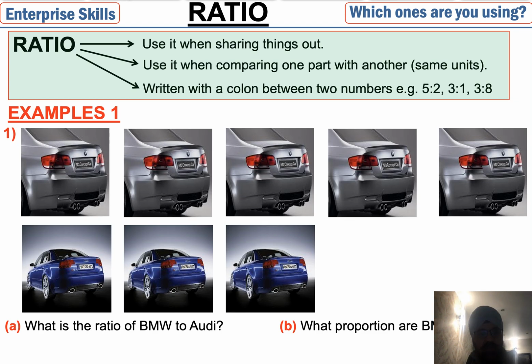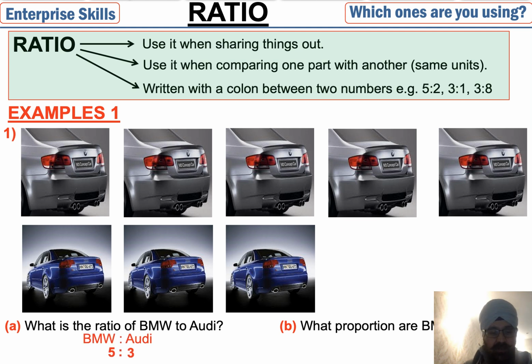Some of you might like cars, so I've taken an example with cars here. On the top you have BMWs, and on the bottom you have Audis. I personally like both of them, they're quite good cars. So the question is, what's the ratio of BMW to Audi? You count the number of BMWs: 1, 2, 3, 4, 5, and you have 3 at the bottom. So the ratio will be 5 to 3, because you have 5 BMWs and 3 Audis.